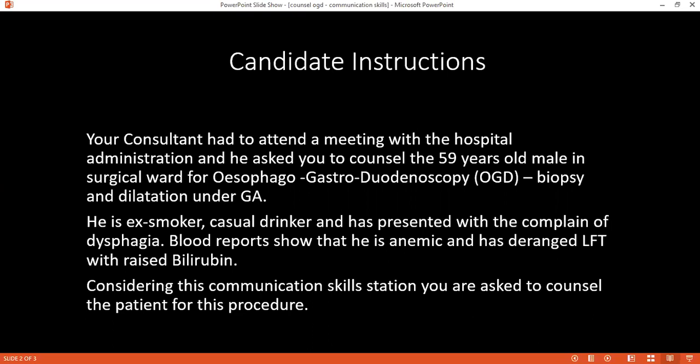And we may be able to take some samples from your food pipe, which will help us in understanding your case. This will all be under sedation, either locally or by injecting. So you will not feel any pain, and you may be slightly drowsy.